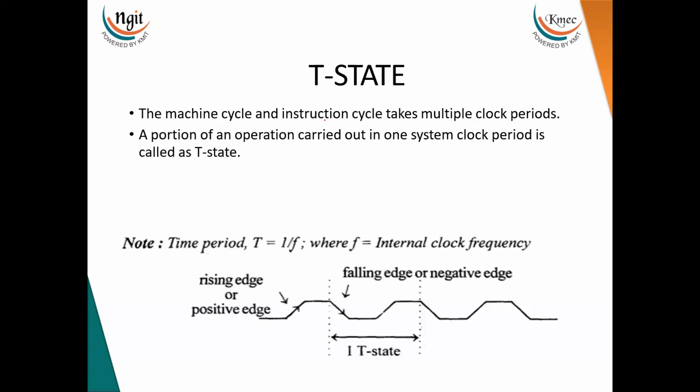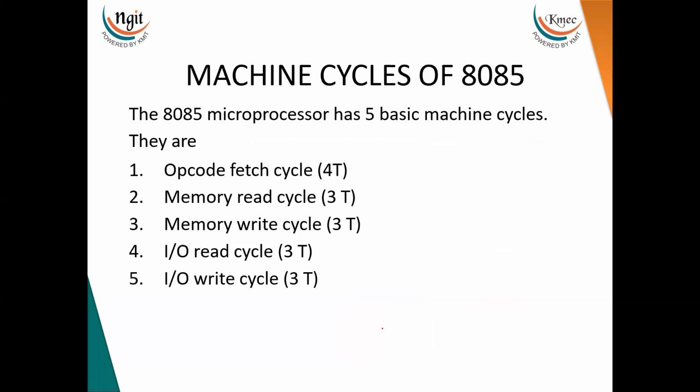Now, T state. The machine cycle and instruction cycle take multiple clock periods. The portion of an operation carried out in one system clock period is called a T state. This is the clock, and this is called the clock period. From falling edge to falling edge is called the clock period. This clock period in the timing diagram, we call a T state.